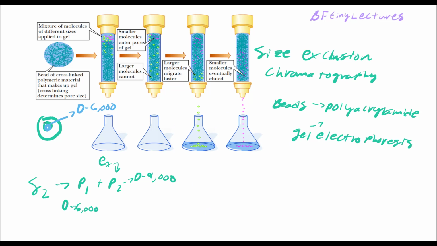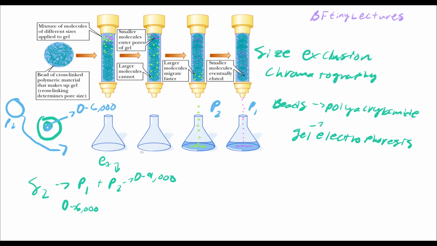Therefore, P2, let's say that this is P2, it's just going to ignore the bead and go into the test tube. So this was P2, and this is going to be P1, right? So P2 entered or eluted into the test tube first because it had a heavier weight. Okay, so the bigger the Dalton, the heavier the protein. Since the protein cannot fit inside the beads, it will skip around the beads and enter the test tube first.